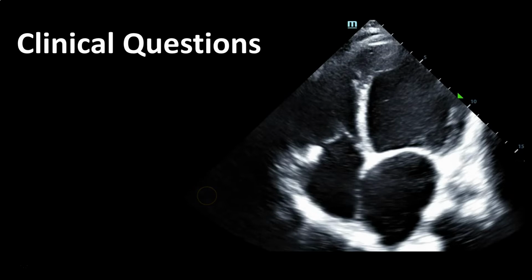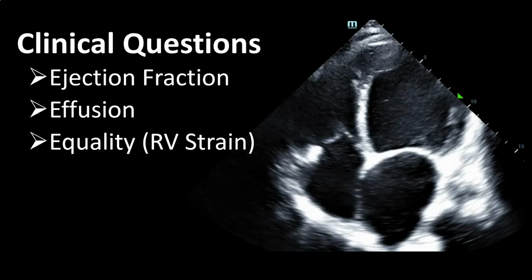So those clinical questions are ejection fraction, effusion, and equality, or looking for our V strain. So as a reminder, ejection fraction is how well the heart is beating. Normal is 45 to 55% depending on which textbook you read. Some will go as high as 60. Pericardial effusion, a small effusion can be normal or physiologic, but you're really looking for something larger, especially one that causes hemodynamic compromise. And then equality, or V strain, is looking to see whether there is right ventricular dysfunction.